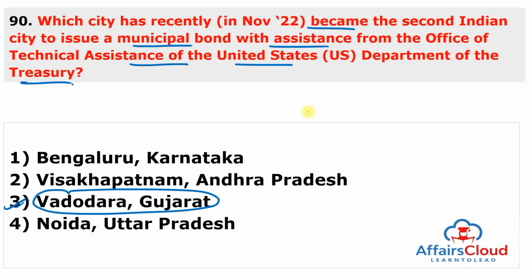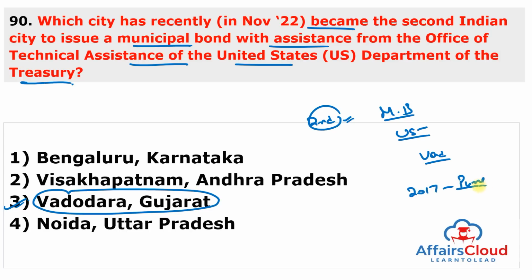So Vadodara, which is a city in Gujarat, became the second Indian city to issue a municipal bond with assistance from the Office of the Technical Assistance of the United States Department of Treasury. And the bond will be issued to fund infrastructure projects in the Vadodara area, and the first Indian city to issue such a bond in 2017 was Pune, Maharashtra. And the first municipal bond specially for a solar power plant was by Indore municipality. You can remember these words because these are very important.